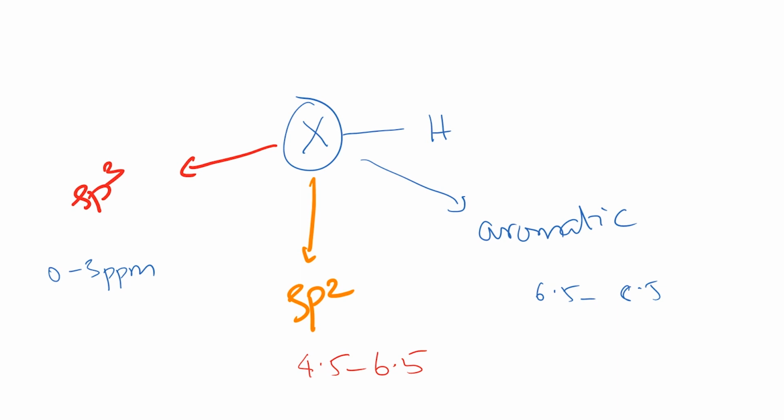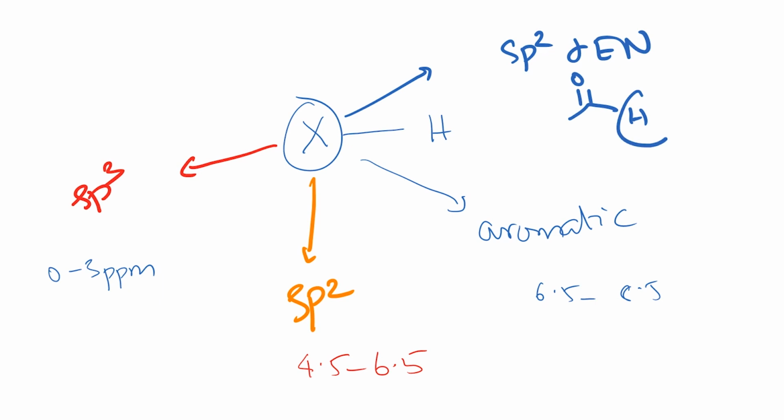Okay. And lastly, if the X is attached to an sp2 and electronegative atom, such as in an aldehyde, it can also be a carboxylic acid. If you remember, acetic acid, one of the peaks showed up between 10 and 11. So, these hydrogens actually show up between 8.5 and 10, or sometimes up to 12. Okay. So, this is a very useful guide for us in understanding where your various functional groups show up.